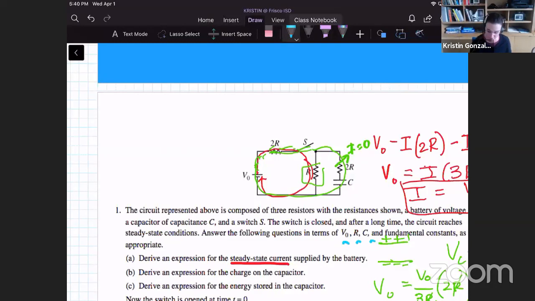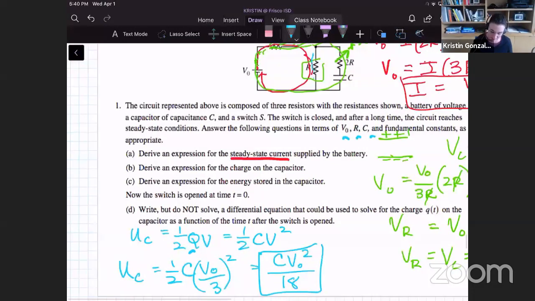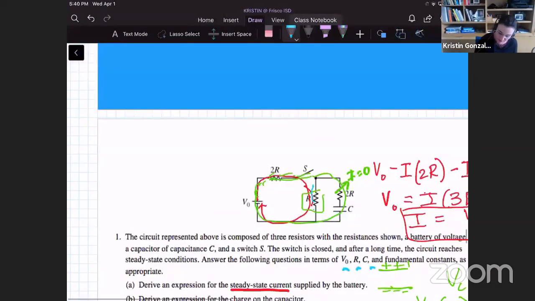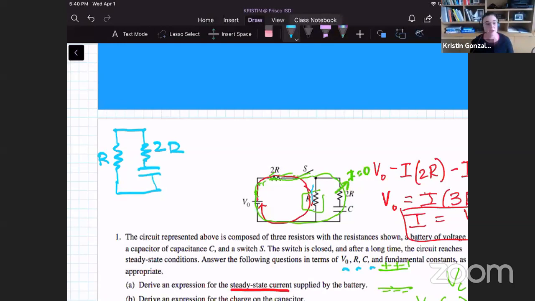And so after this long time, if we go around and look at just the loop here, because now the switch is opened, right? The switch is opened at time 0. So I'm going to rewrite my circuit up here. It is opened. All we have is the middle resistor R, our resistor here that is 2R, and my capacitor, once that switch is opened back up.